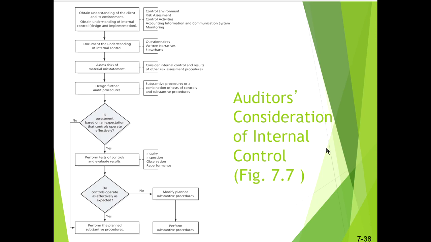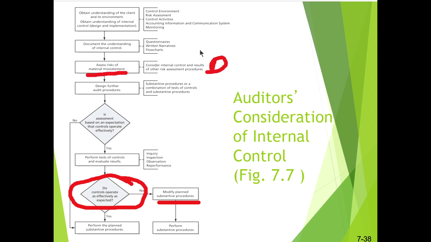This graphic is really just helping us see the consideration of internal control through the different stages. We've largely talked about this already, but this is a good summary slide you can look at, to make sure you understand it. The one wrinkle here is, let's say we had a situation where the controls do not operate as expected, and so we would have to go back and modify any substantive procedures that we had planned before we perform them, right? Because up here, we're doing this initial risk assessment.